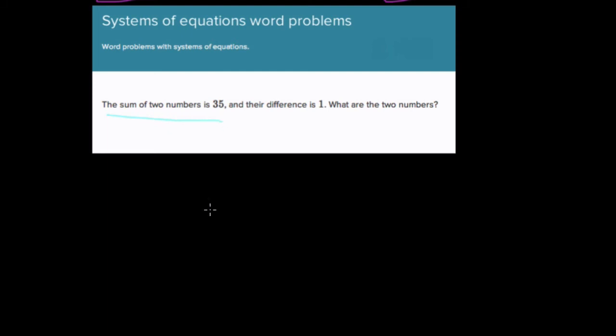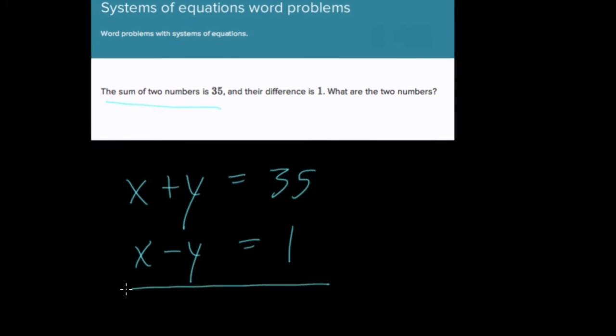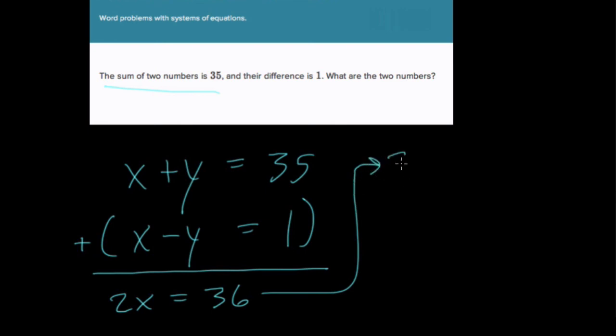The sum of two numbers is 35. So x plus y equals 35. And the difference is 1. So x minus y equals 1. What are the two numbers? Well, here I might use elimination. If I add these two up, I get 2x, and the y's cancel out. So I get 2x equals 36. And then I can divide both sides by 2, and x equals 18.